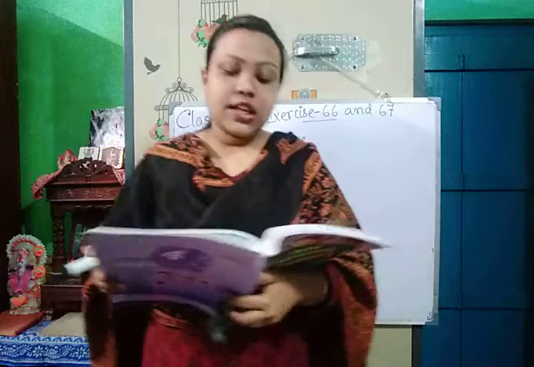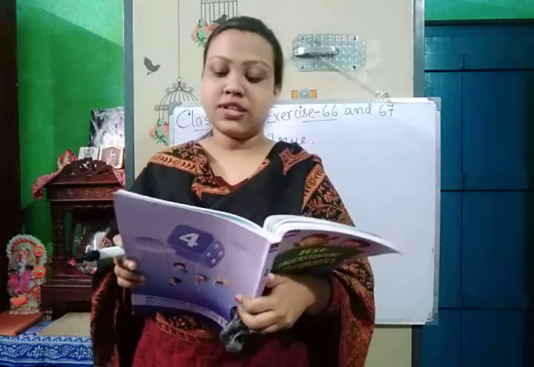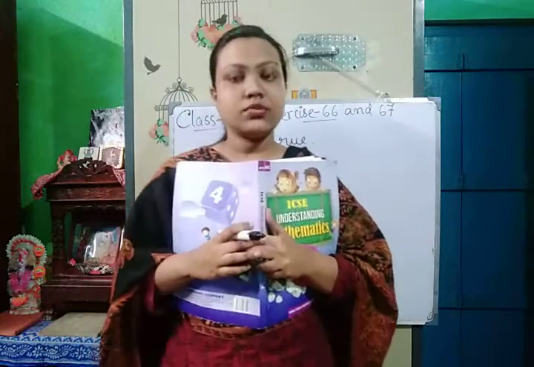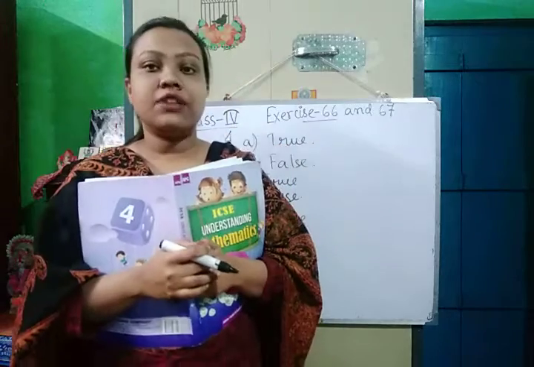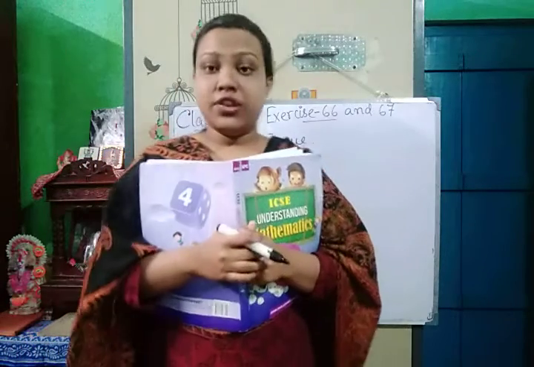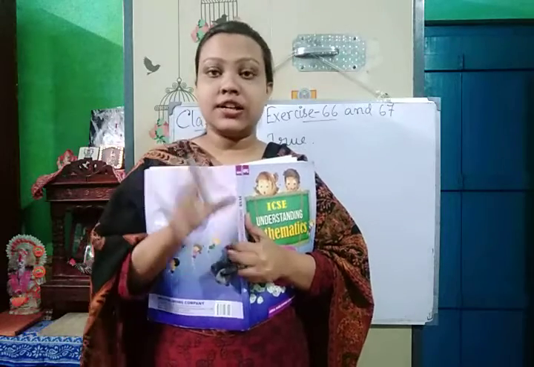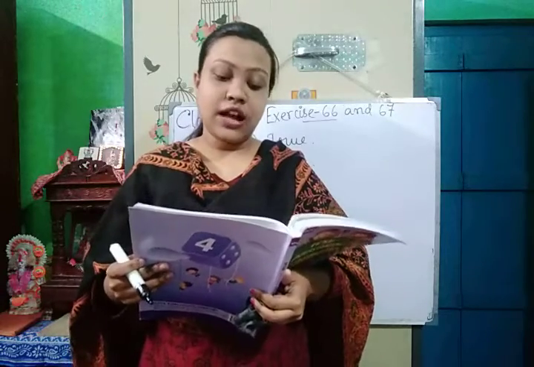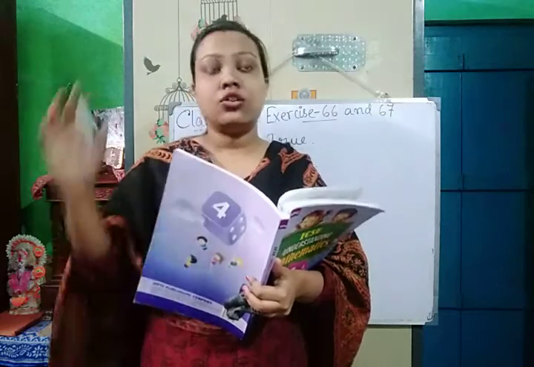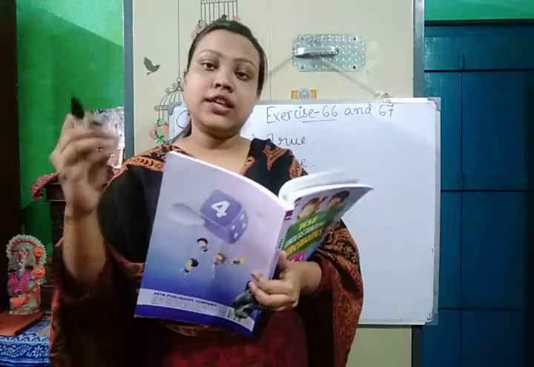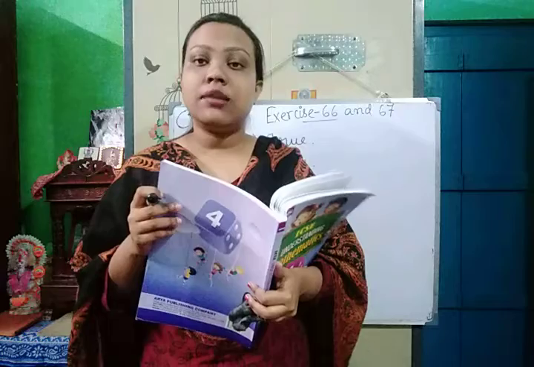Now what is a polygon? A simple closed curve made of line segments only is called a polygon. You all know from previous classes what curves and line segments are. So if we make a closed figure, a closed curve, with only line segments, not using any curve, then that closed curve is called a polygon.